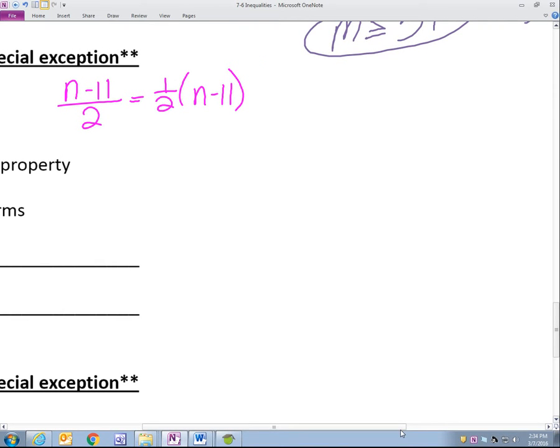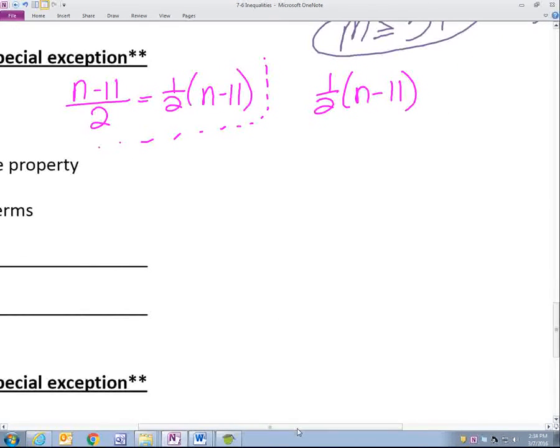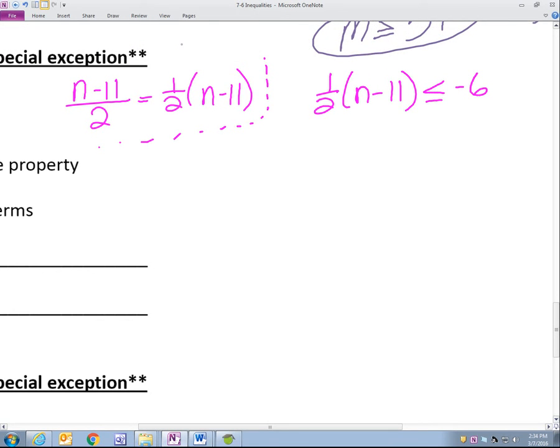Okay? I'm going to just block that off. 1/2 times the quantity n minus 11 is less than or equal to negative 6. So SADMAP, okay, I have to use the distributive property first because this is an exception. So that means that I have 1/2 n minus 11 over 2.